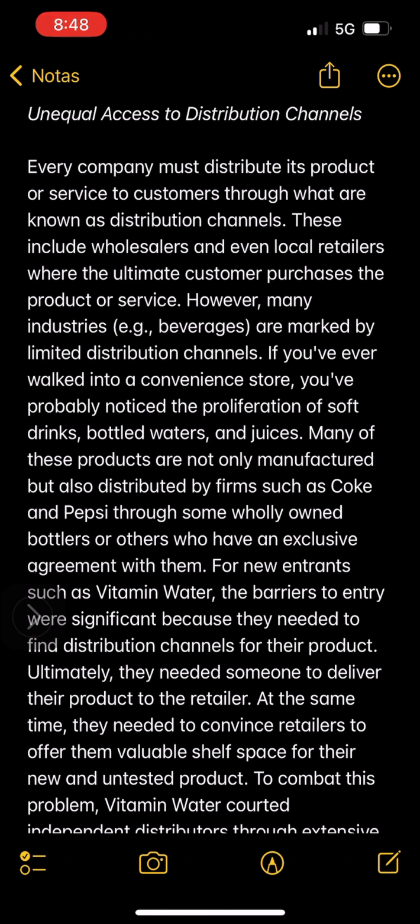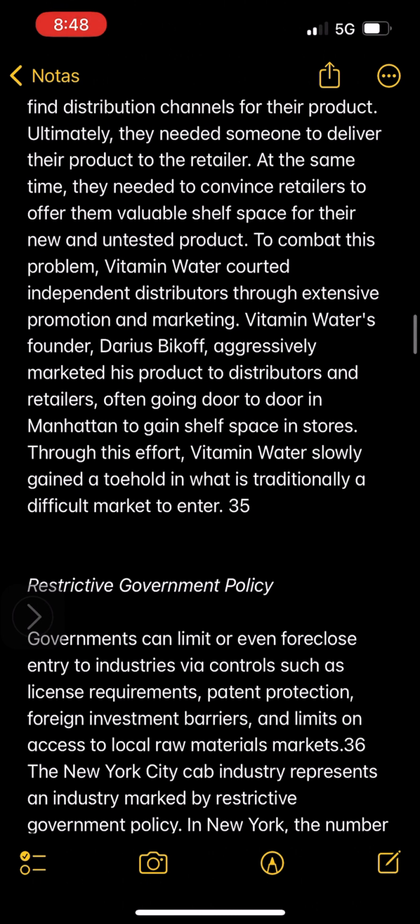For new entrants such as Vitamin Water, the barriers to entry were significant because they needed to find distribution channels for their product. Ultimately, they needed someone to deliver their product to the retailer. At the same time, they needed to convince retailers to offer them valuable shelf space for their new and untested product. To combat this problem, Vitamin Water courted independent distributors through extensive promotion and marketing. Vitamin Water's founder, Darius Dickoff, aggressively marketed his product to distributors and retailers, often going door to door in Manhattan to gain shelf space in stores. Through this effort, Vitamin Water slowly gained a toehold in what is traditionally a difficult market to enter.